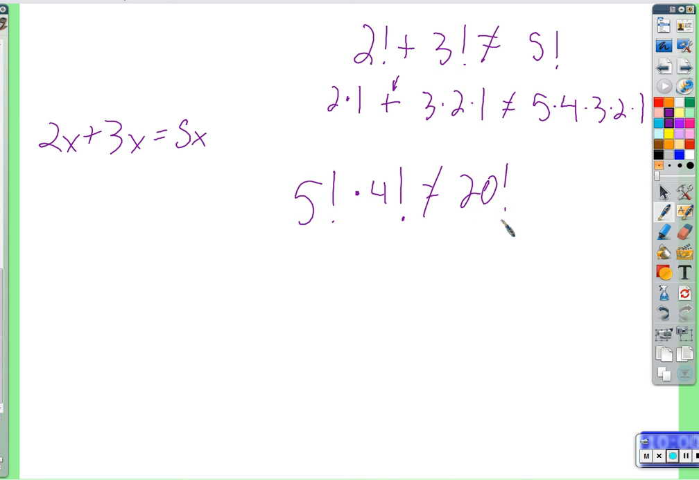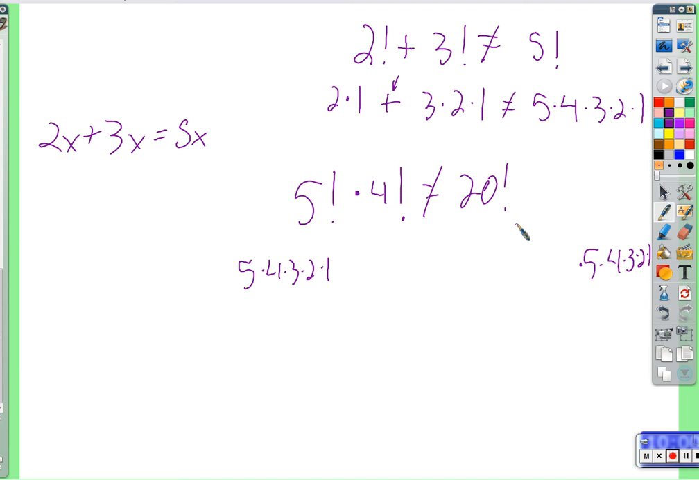I mean, think about 20 factorial. It has 5 factorial in it. But it's also multiplying it by 6 all the way through 20. That's a very big number. This has 5 factorial in it, but it isn't getting multiplied by 6 through 20. It's just getting multiplied by 4 through 1. Very small. Very different from being 20 factorial. These are not the same thing.